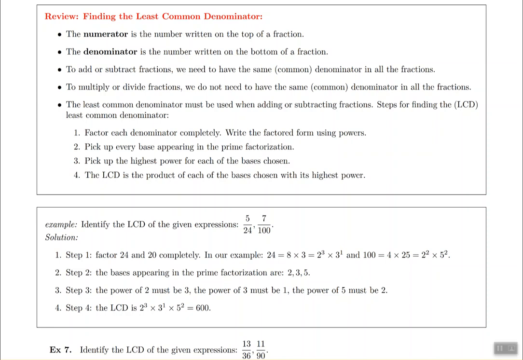In the next few videos, we will review some basic fraction algebra, and we begin with how to find the LCD, also known as the least common denominator of two fractions or more. The steps are written down over here in case you forget and in case you want to refer back to them, but I will explain with an example.